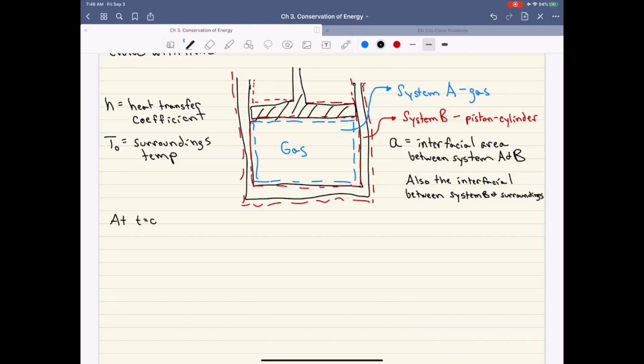at T equals 0, we have that the temperature of the gas is equal to some initial temperature, and the temperature of the cylinder is also equal to some initial temperature as well, which coincidentally is also equal to the surrounding temperature. Okay, and so this is where TA naught is going to be greater than T naught. Okay, and so heat is going to travel from A to B, and also heat will travel from B to the surroundings.